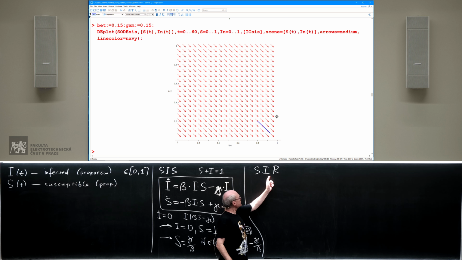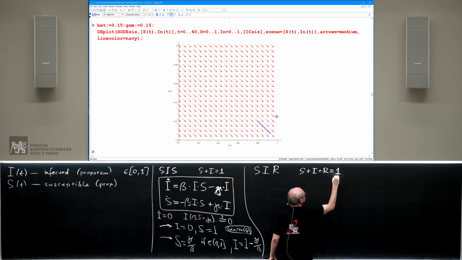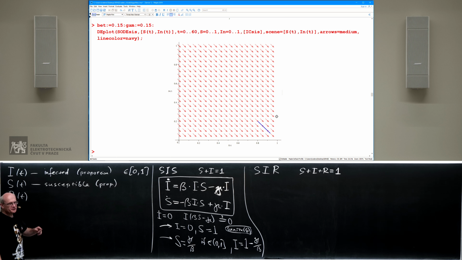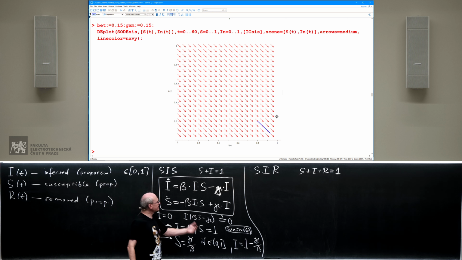Again, these are three groups, proportions that add up to 1. And the R group, these are people who do not want to play the game anymore. These are so-called removed. And as I said, this is going to be a proportion. Now, it's not just about groups, but also about how people move from one group to another.